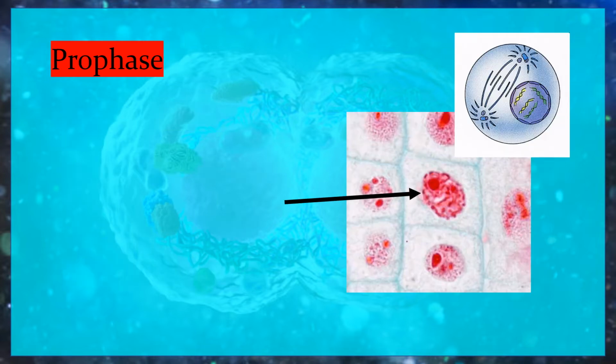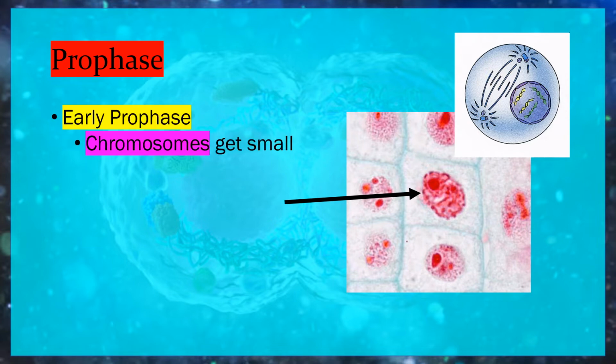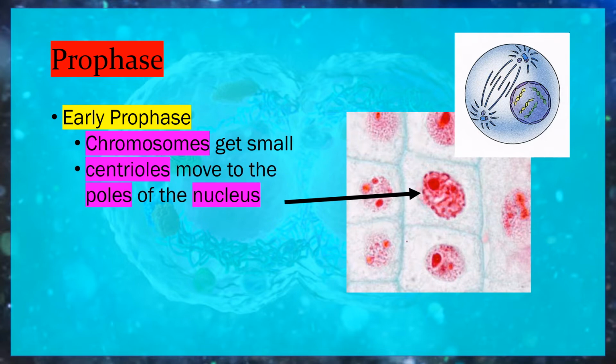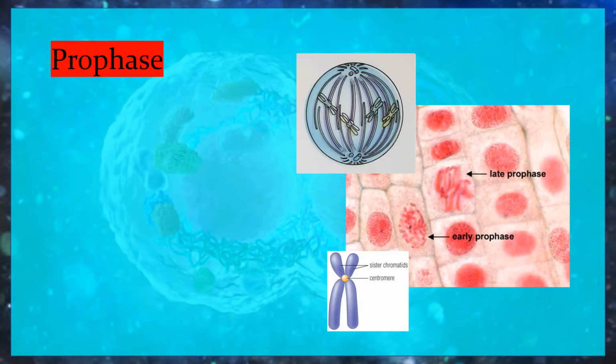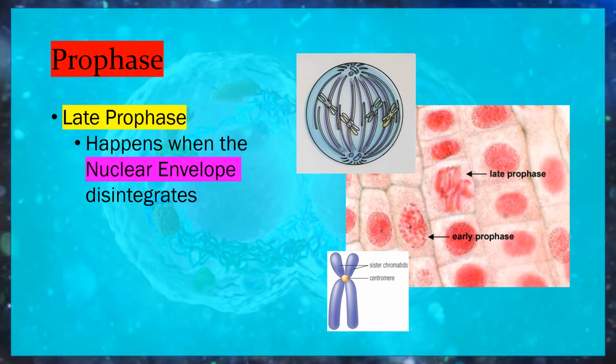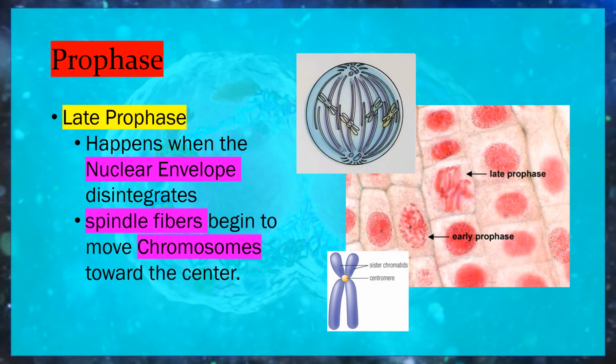Next, we have prophase. What we're showing here is actually early prophase. The chromosomes get smaller. The centrioles move to the poles of the nucleus. The spindle fibers then develop. Moving to late prophase, this happens when the nuclear envelope disintegrates or disappears. The spindle fibers begin to move chromosomes toward the center of the cell.